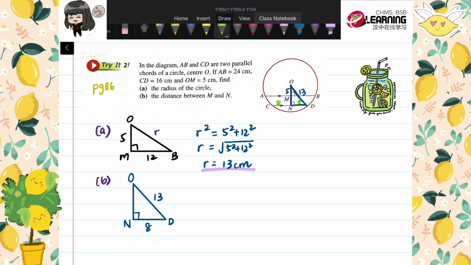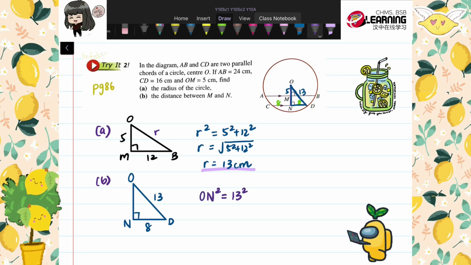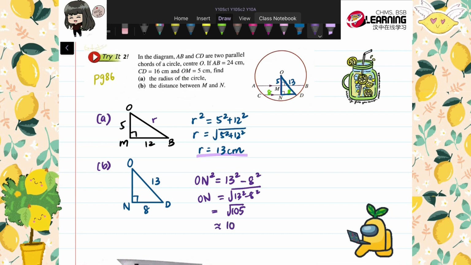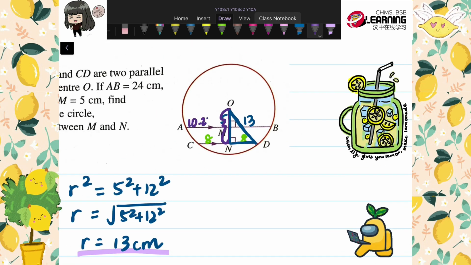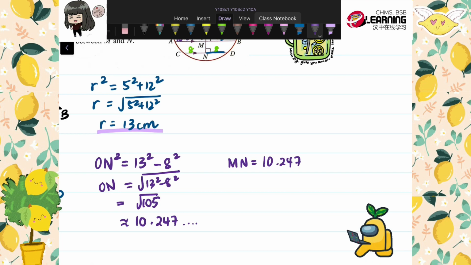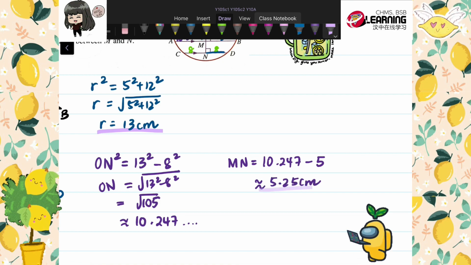To find this ON, we use Pythagoras theorem also. So ON squared will be, since we are finding a side, the hypotenuse squared minus the side squared. So ON will be the square root of 105. After you round off, the square root of 105 will be 10.247. To find MN, the short one, this whole thing we found already, which is 10.247. We minus the 5 over here. So 10.247 minus 5, after you round off to 3 significant figures, is 5.25 centimeters. So that's the answer for this question.